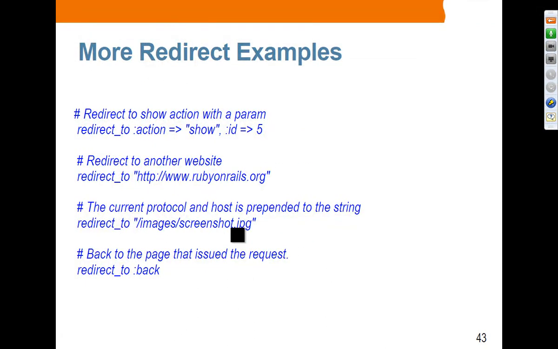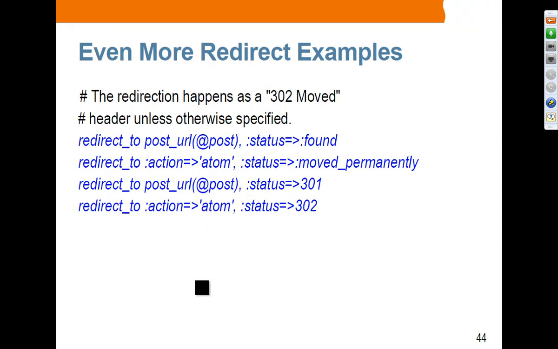These are examples of redirection. So here you are going to redirect to the show action, and you provide an ID of 5. This is redirecting to a complete URL path, where the current protocol and host are prepended to the string. So basically, this is going to be just added at the end of your protocol and host, and then you can also go back to the previous page, back to page. Okay. Even more redirect examples, so you can also specify some status information.